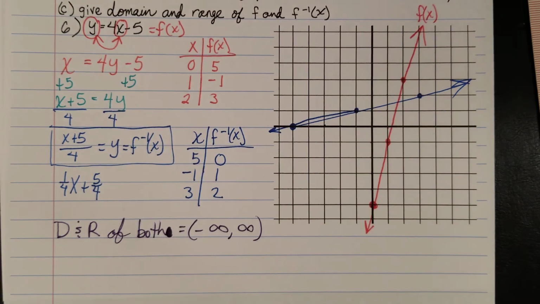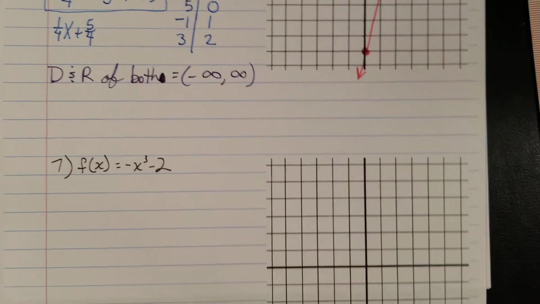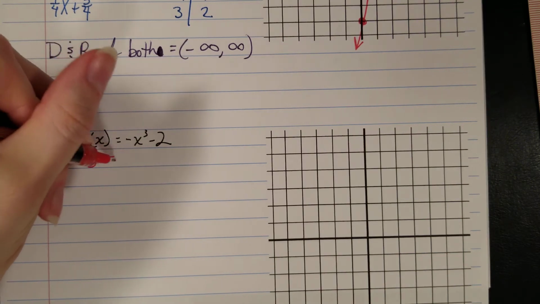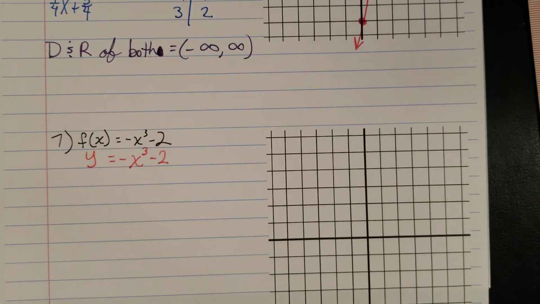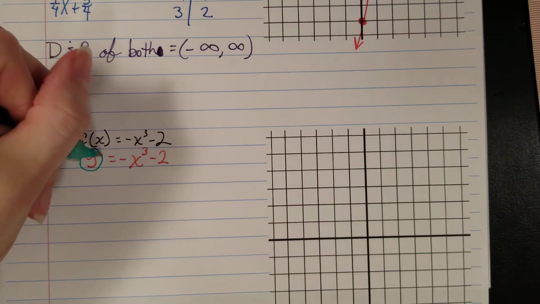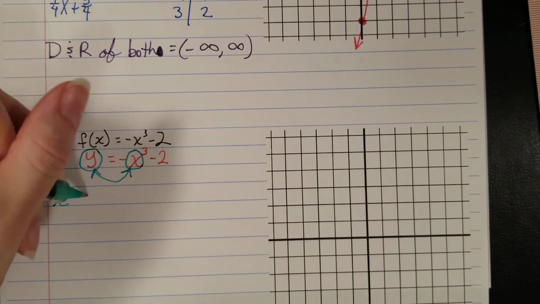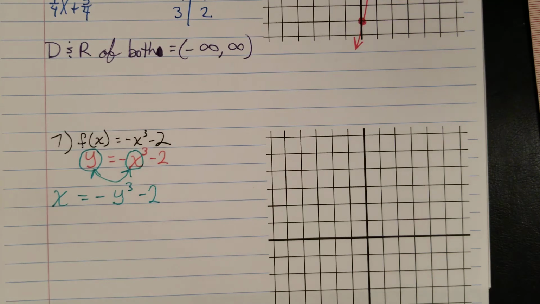Alright, number 7, f of x equals -x³ minus 2. f of x is the same thing as y, so we can write y equals -x³ minus 2. And then again, we'll switch the x and the y, just the x and the y, nothing else comes with it. So it's x equals -y³ minus 2. And then we're going to solve for y, so we add 2 to both sides.